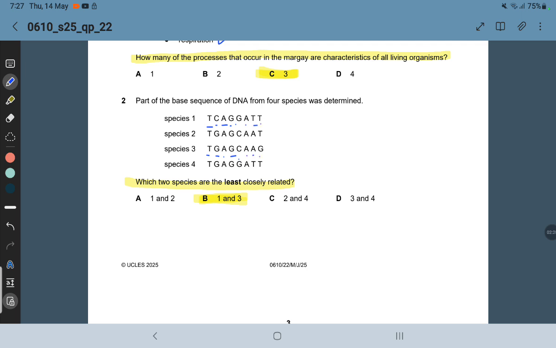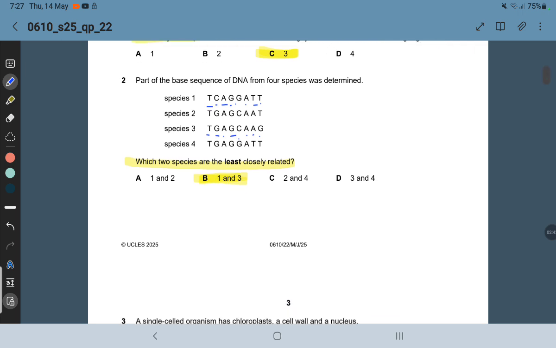So species 1 and species 3 have more differences compared to species 2 and species 4. Species 2 and species 4, the first four bases are all the same: T with T, G with G, A with A, and G with G. So they are closely related and have closely the same bases. Nothing had changed.